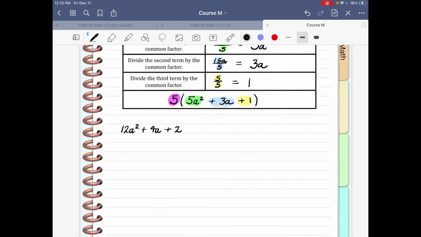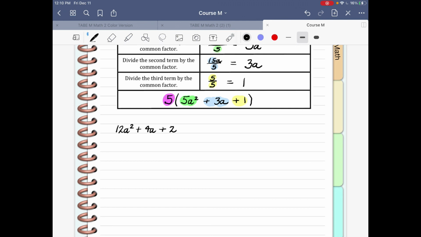So I have to ask myself, what do all those terms in this trinomial have in common? Well, the answer is that I can divide them all by 2. So my common factor is a 2.